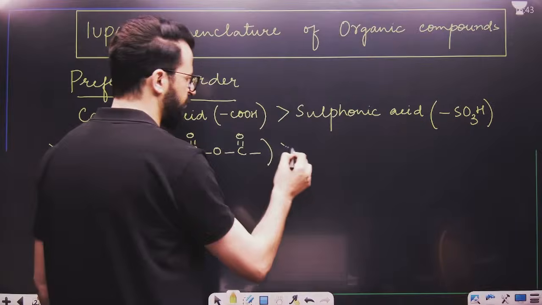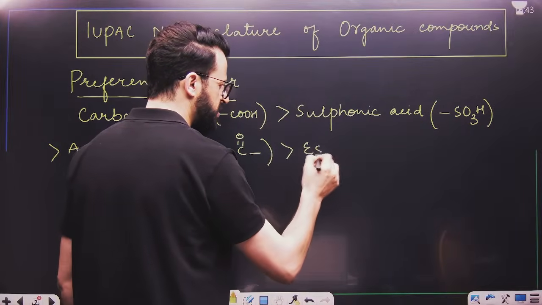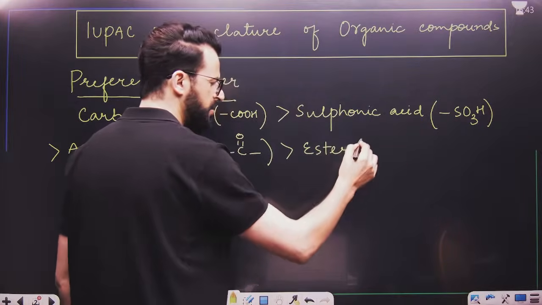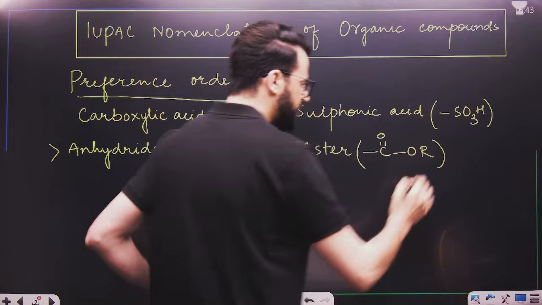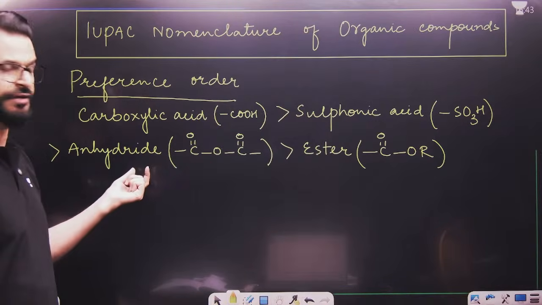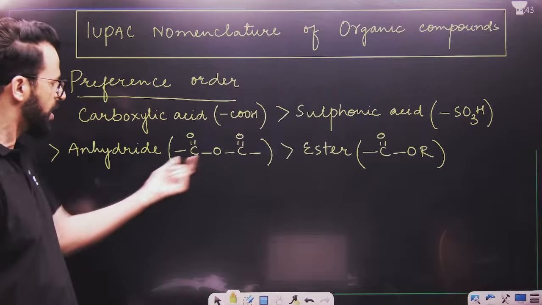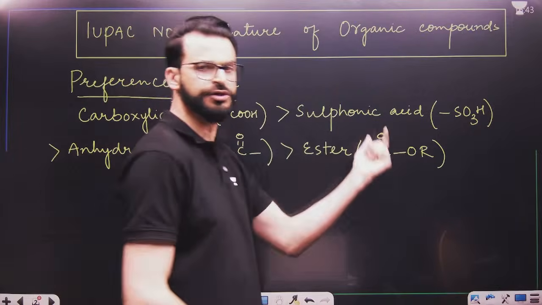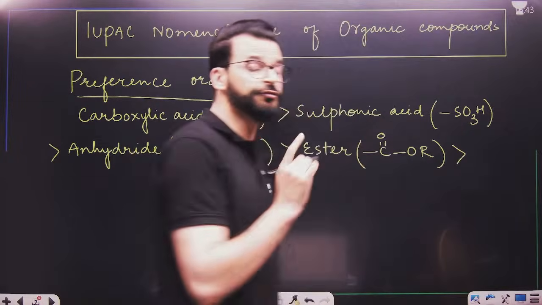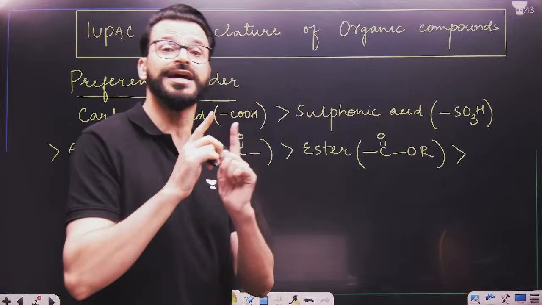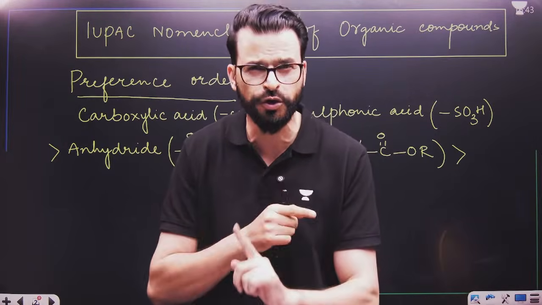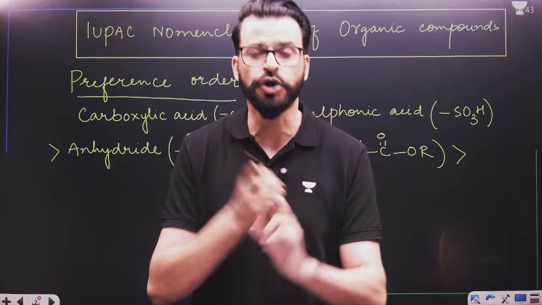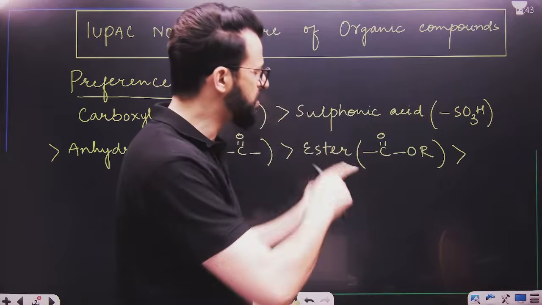After this, we will write down ester. Ester means it is C double bond O, O and R. Have a look. This is an acid derivative. Carboxylic acid derivatives, both. But this has 3 oxygens, and this has 2 oxygens. Then the ones which have only 1 oxygen. There are 2 acid derivatives having only 1 oxygen. One is acid chloride, another is amide. So write chloride first and then amide.